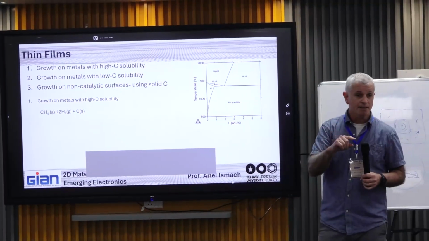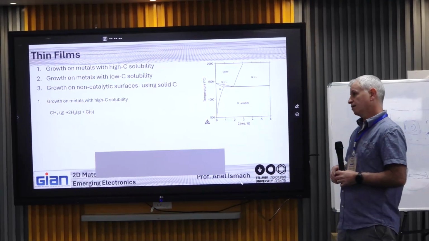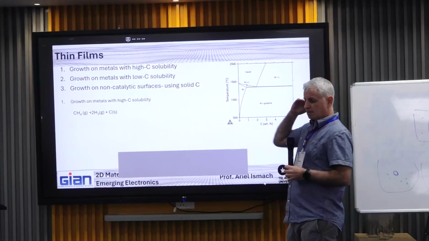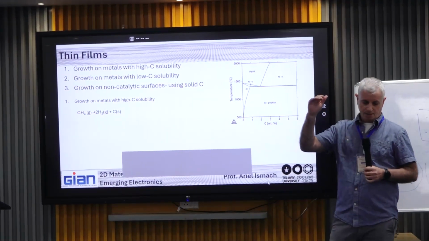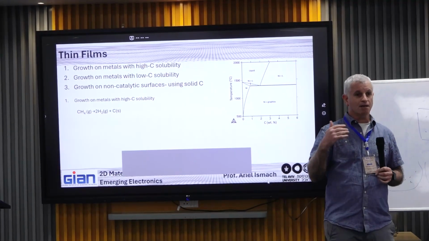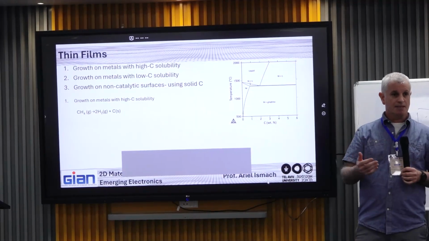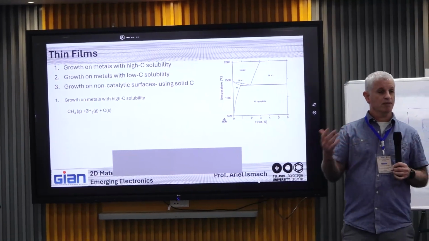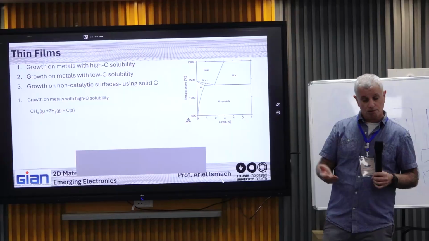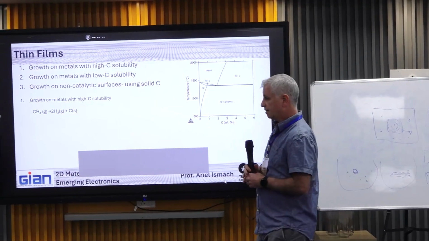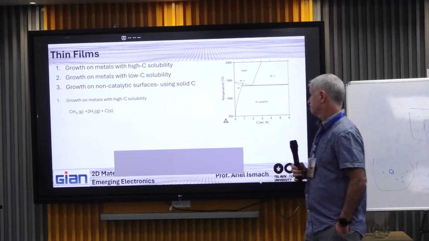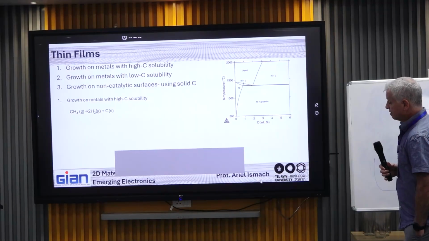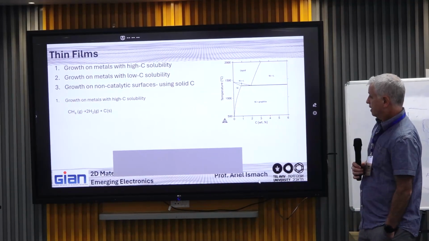That's why methane is one of the best, because methane decomposes at high temperatures, and therefore the thermal decomposition, basically the non-catalytic decomposition of the methane in the reactor, is less than for other hydrocarbons. So let's start from nickel.